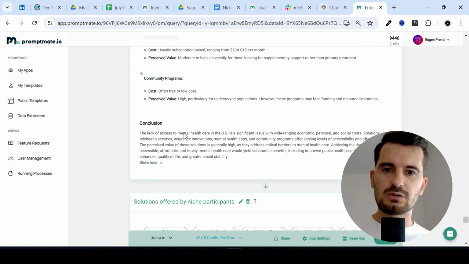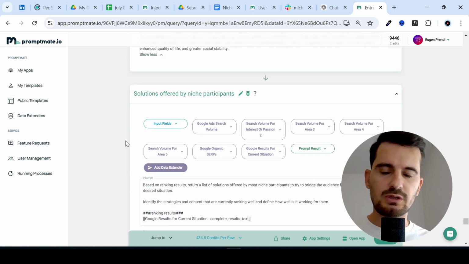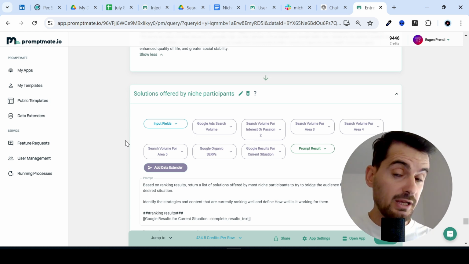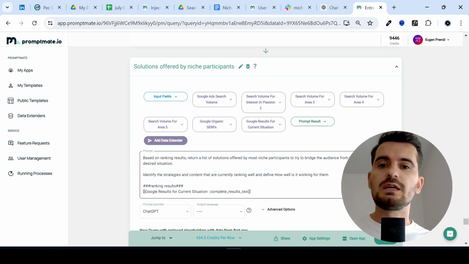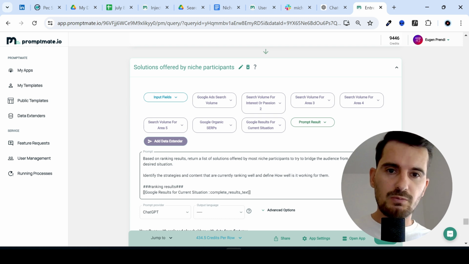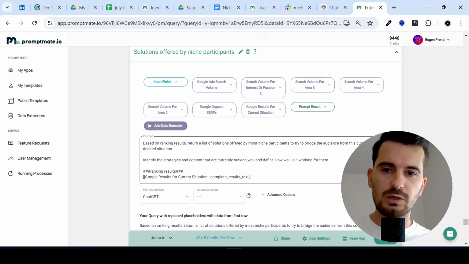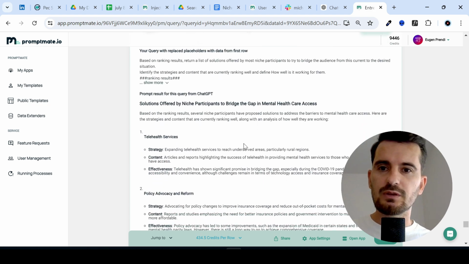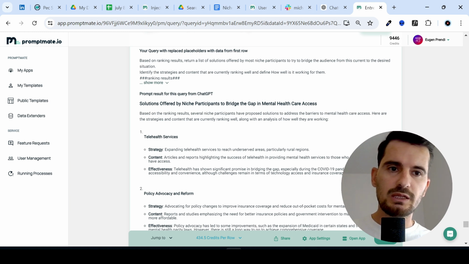We will not go through this because now we will do something else, because we also need to see a little bit what the competition is doing, in order to find our own offer that works better than the competition. That's our goal, right? So in this case, it says, based on ranking results, always on Google SERPs, right? Return a list of solutions offered by the most niche participants to try to bridge the audience from this current to the desired situation. Identify the strategies and content that are currently ranking well and define how well it is working for them, right? And then it says that based on the ranking results, several niche participants have proposed solutions to address the barriers to mental health care.